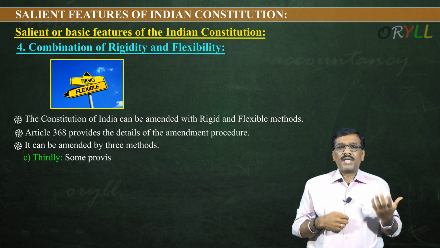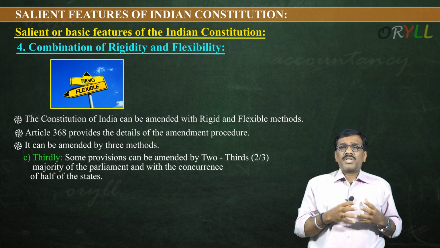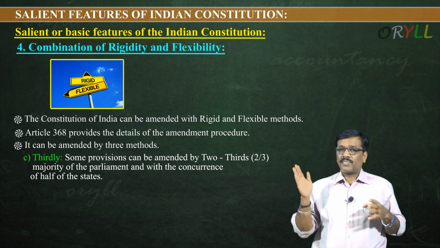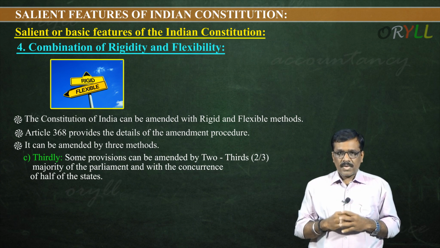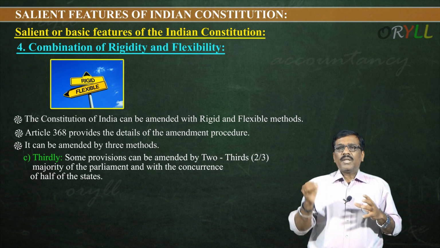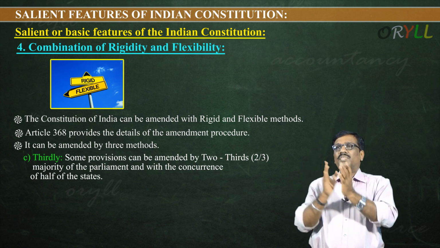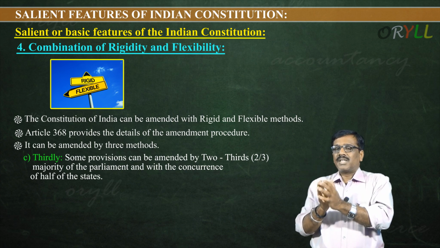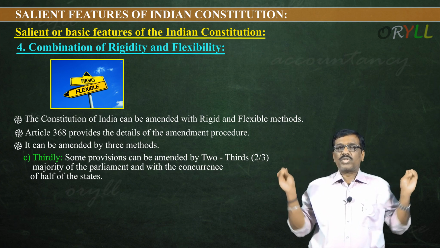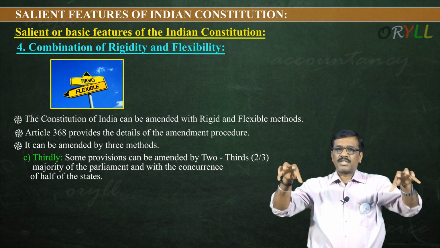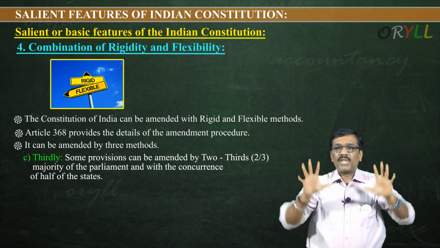It is said to be half rigid and half flexible. Further, the third thing is, some provisions can be amended by 2/3 majority of the parliament with the concurrence of half of the states. See, we have a Lok Sabha. For example, you have to go for election of the president. There, only 2/3 majority of the Lok Sabha will not suffice. 2/3 majority of the parliament means Lok Sabha and Rajya Sabha. They have to give their vote.